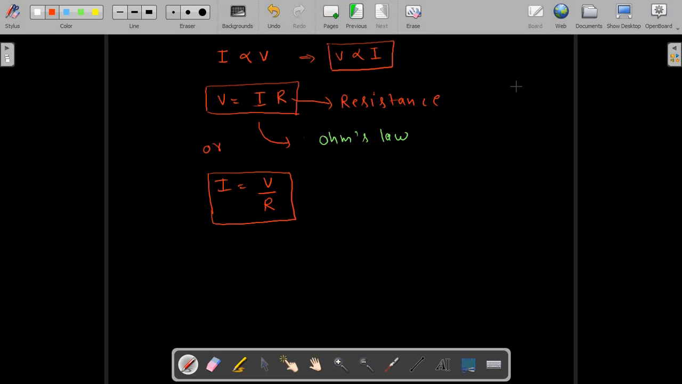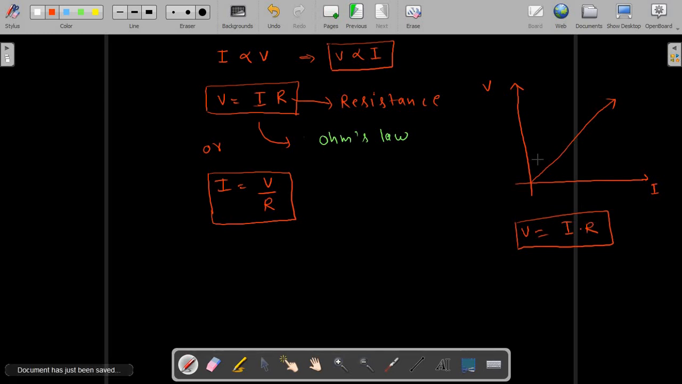If you make the diagram of Ohm's law, I proportional to V, if it is I and V, then it will be a straight line, since I by V is 1 by R. Or if you write V and I, then V is equal to IR, right? So this is the graph of Ohm's law.